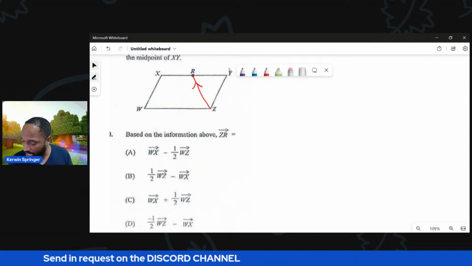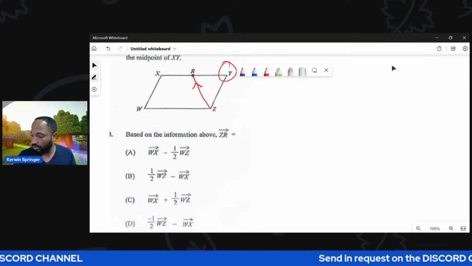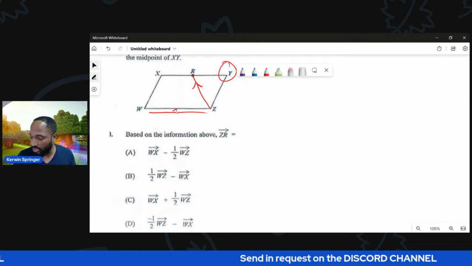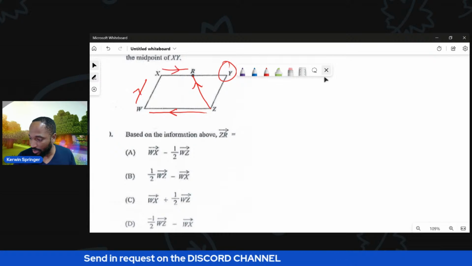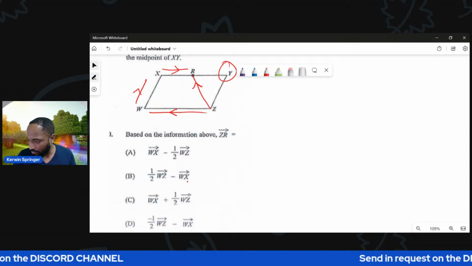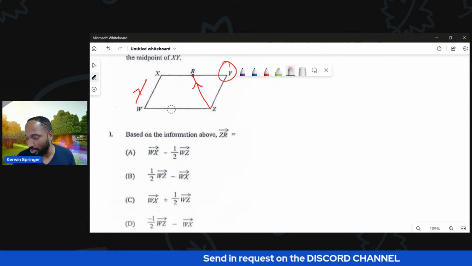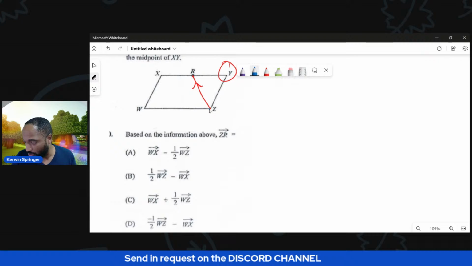ZR, I'm not seeing anything with Y in it. Also a very popular vector style question. So I should go from Z to W, and then from W to X, and then from X to R. Anything with X? Well, let me not do all of that. Let me just go half the way and then go up here.